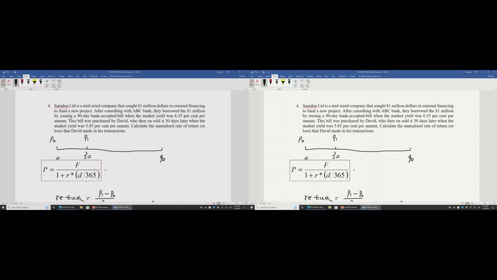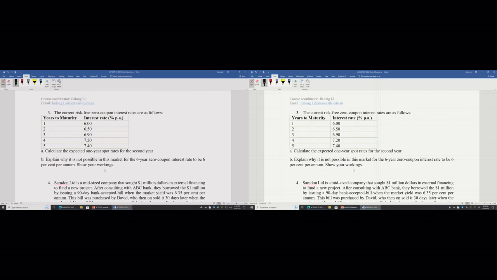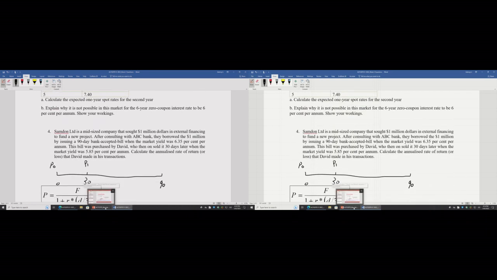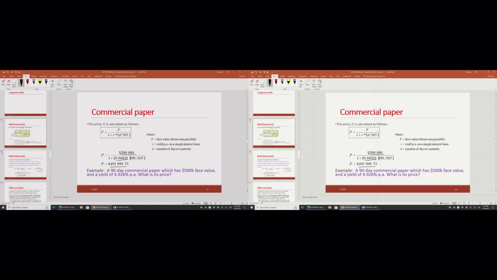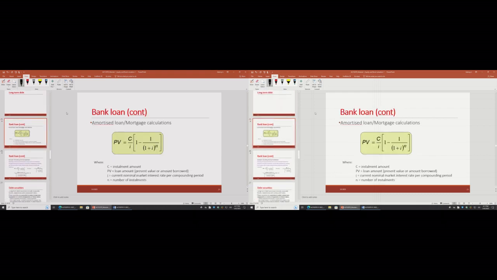So that's about question 4, the short-term bond. All right, let's move back to the long-term bond. So how do we price the long-term bond? The first example is the bank loan. We actually discussed that in the last workshop. We used the annuity model to calculate the monthly or bi-weekly repayment.